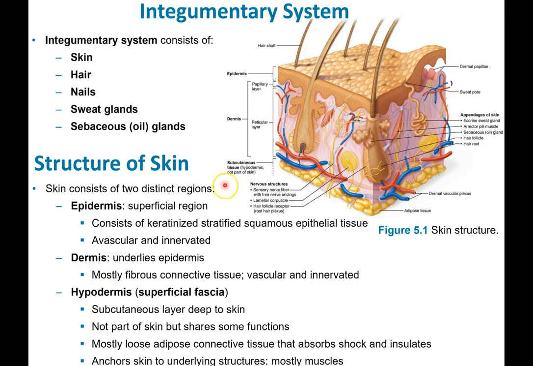The dermis is located deep to the epidermis. Now, the epidermis consists of the specific tissue subtype, keratinized, stratified, squamous epithelial tissue. It is also avascular and innervated. Therefore, the epidermis lacks its own direct blood supply, but does contain nerve endings. The principal tissue type in the dermis is connective tissue, which is highly vascularized and innervated.